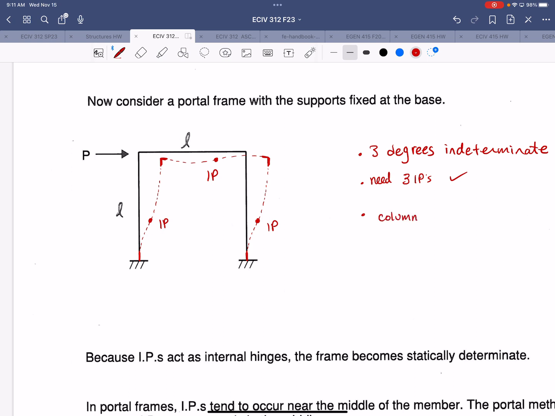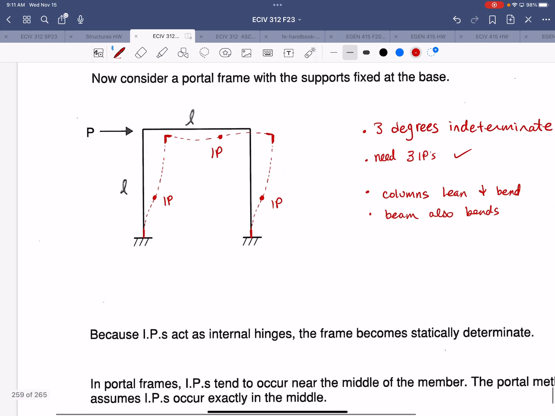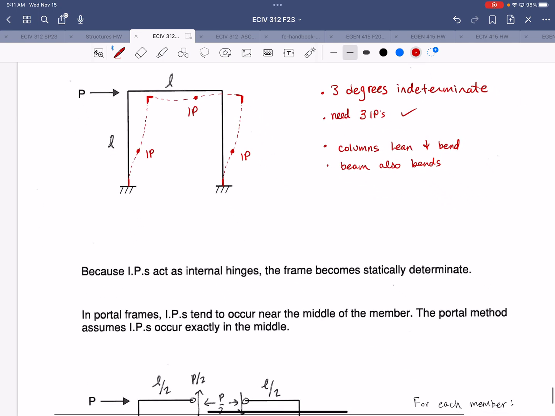Let's say the columns lean and bend, and the beam bends. All right, so skipping down to this sentence here, right? I'm saying that in portal frames, the inflection points tend to occur close to the middle of the member, all right?